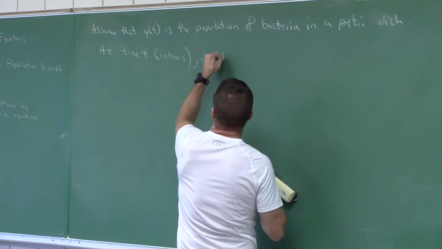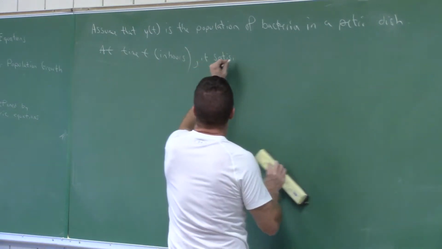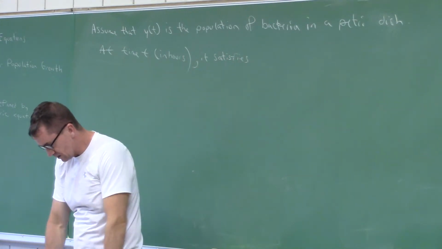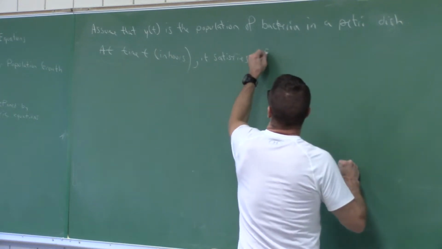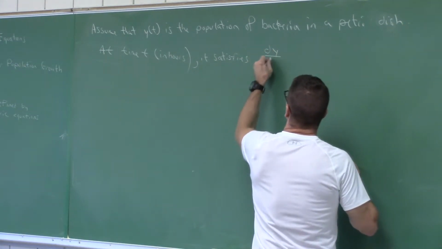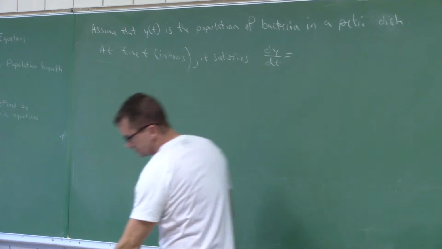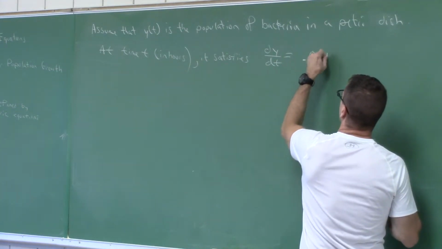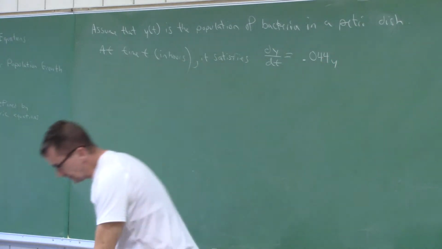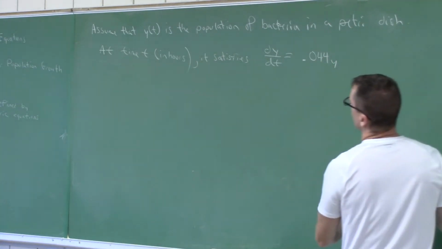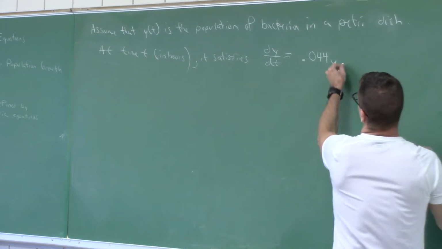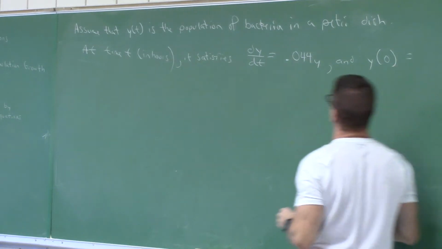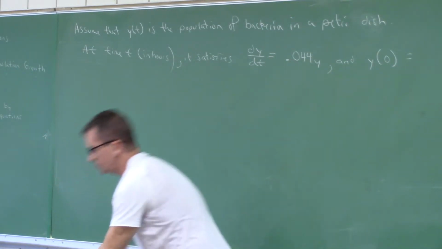It satisfies the differential equation dy/dt equals 0.044y, and they do give an initial value. At time t in hours, it satisfies that, and the initial value for y at t equal to 0, y of 0 is equal to 100.